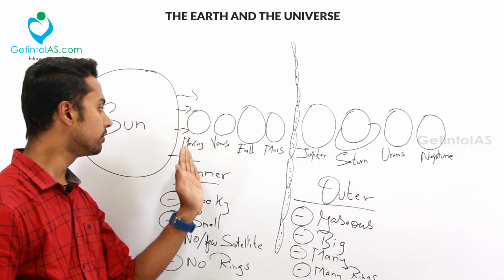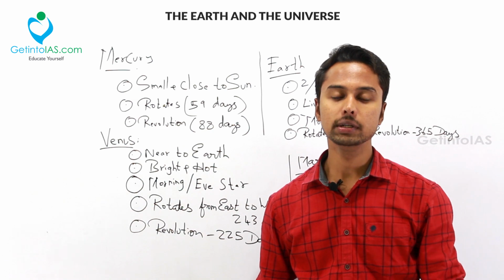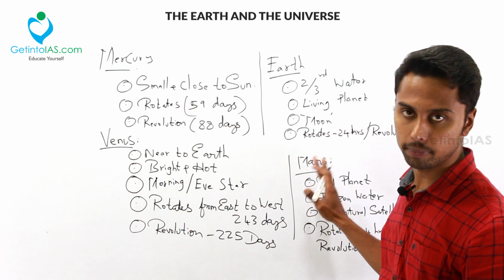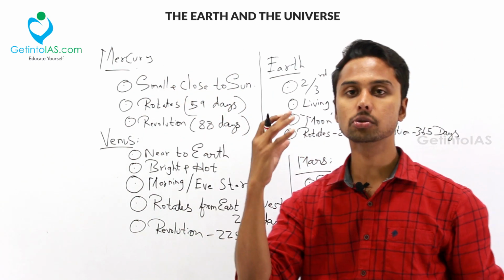Okay, so now we will start with Mercury. Now we will learn about the individual planets. We'll first see about the 4 inner planets. We'll start with Mercury because it is so close to the Sun.